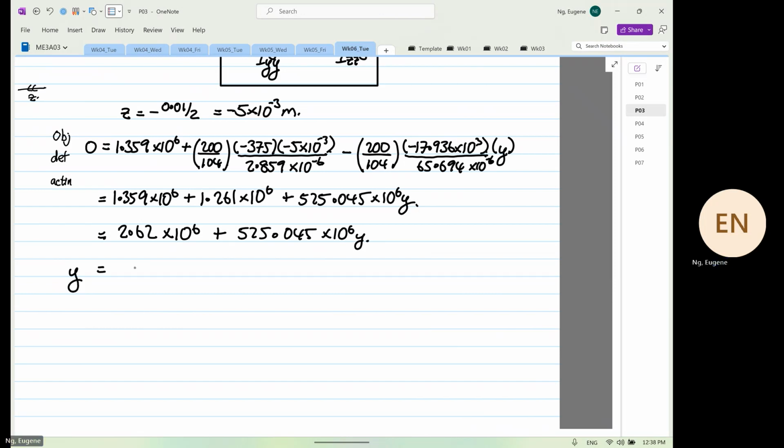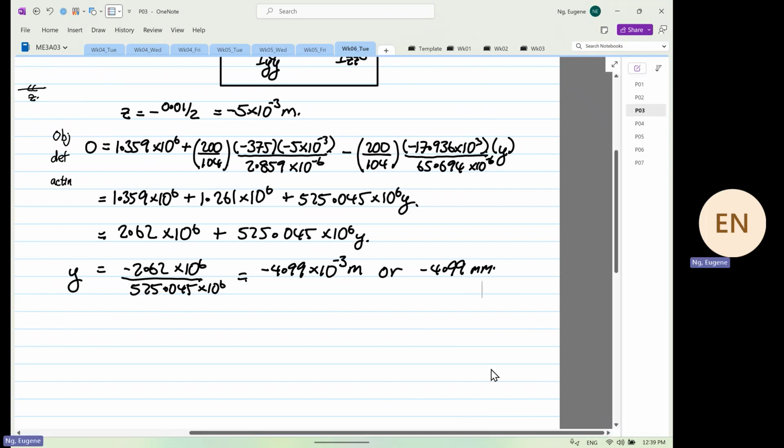So y is equal to minus 2.62 times 10 to the power 6 divided by 525.045 times 10 to the power 6. Okay, so minus 2.62 times 10 to the power 6 divided by 525.045 times 10 to the power 6 is equal to 2.62 divided by 525.045, which is equal to 4.99. Minus 4.99 times 10 to the power minus 3 meters, or this is millimeters.